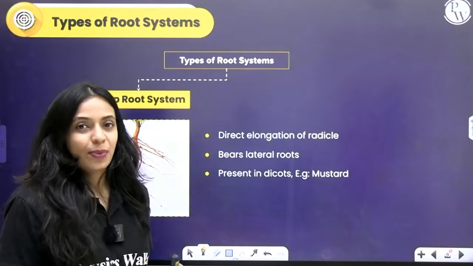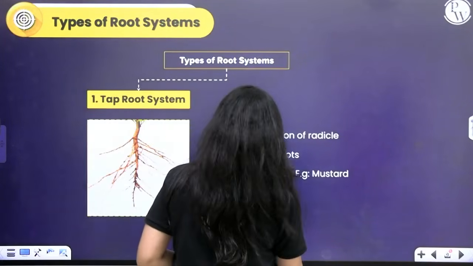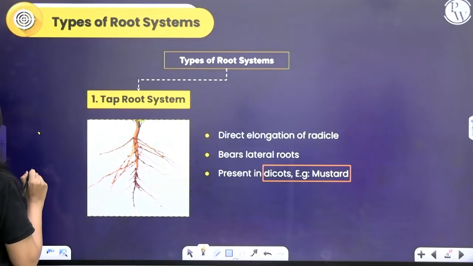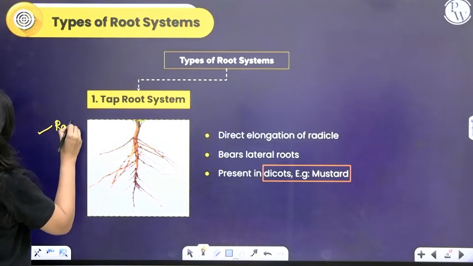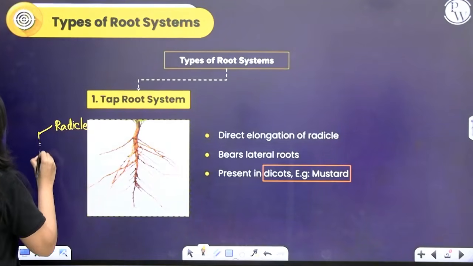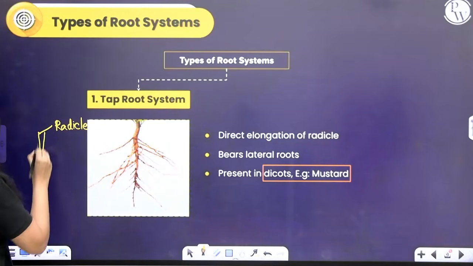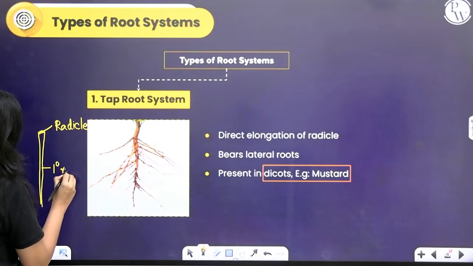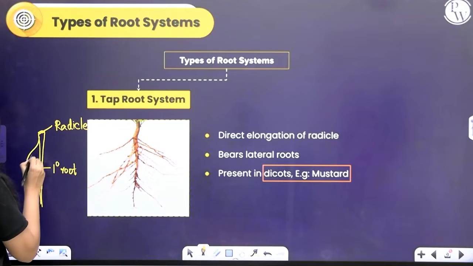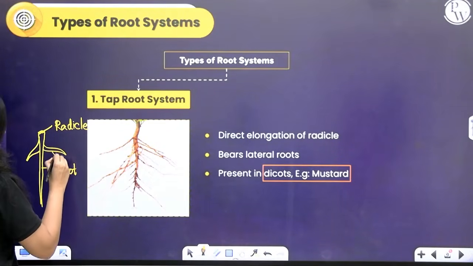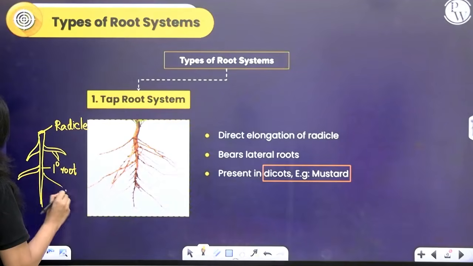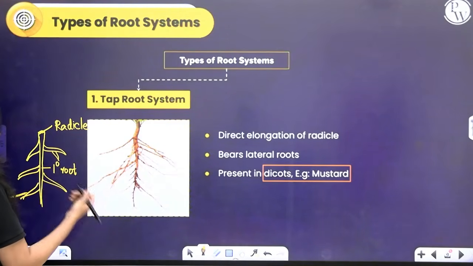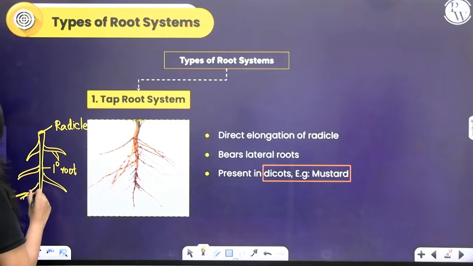Taproot system can be seen in dicot plants such as mustard. What basically happens here is, in the embryo you have the radicle. Let's say this is the radicle. This radicle will elongate, and because of the direct elongation of the radicle, a root forms. This is called the primary root. Now, this primary root will develop branches on the side. You call these the lateral branches because they are arising from the side.